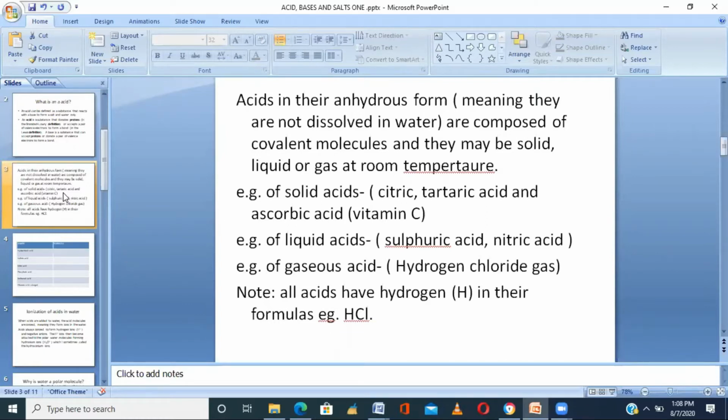I have a note there. All acids have hydrogen in their formulas. For example, HCl. So this is very important when distinguishing between acids and bases. We need to be able to look at the formula and say if it's an acid or a base or exactly what type of compound it is. So it's important to remember that all acids have hydrogen in their formulas.